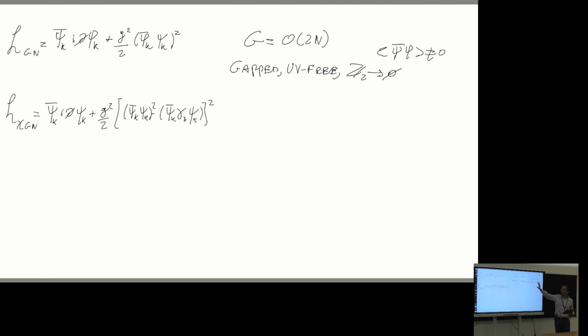I'm going to talk about another model, which is the Chiral Gross-Neveu model, which is this one. You have not only this interaction, but another interaction through the gamma five matrix in 2 dimensions, in such a way that the global symmetry here is U(N) vector times U(1) axial. So this is the reduced global symmetry of this model. This model is also UV free.